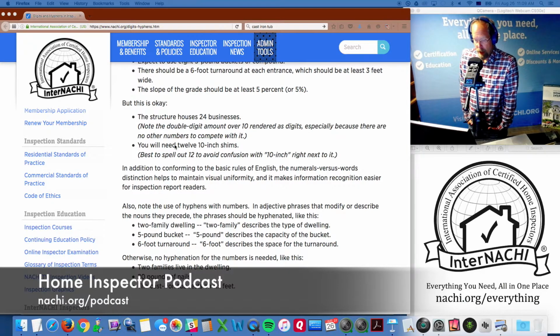How about some phrases where there is no hyphenation for the numbers? How about 2 families live in the dwelling? Do you use a hyphen in that sentence? No. The 2 is the adjective for the noun families. 2 families. How about 20 pounds of nails? Nope, no hyphen there. 20 describes the number of pounds of nails.